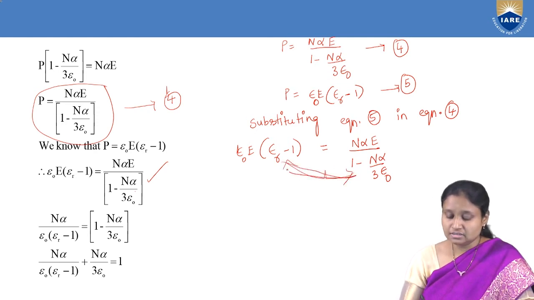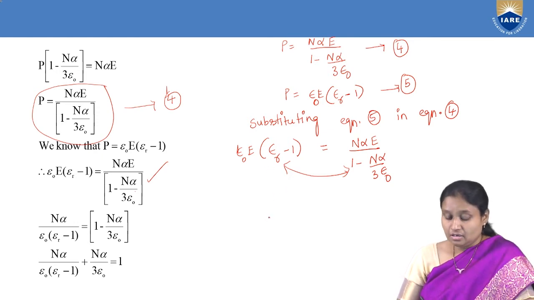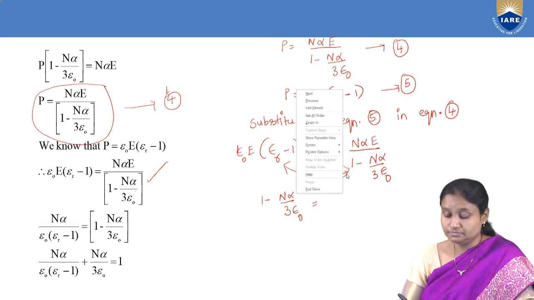In this particular relation, we are just exchanging the terms. This term is brought to the denominator, whereas the denominator term on the right side is taken onto the left side. Then what happens to our expression? Here I'll have 1 minus n alpha by 3 epsilon naught, and it is equal to n alpha.